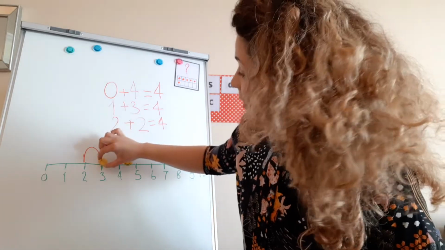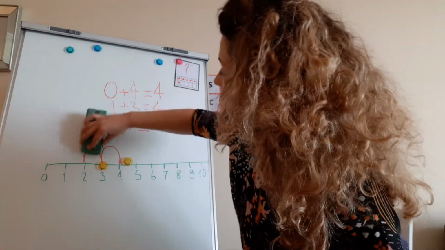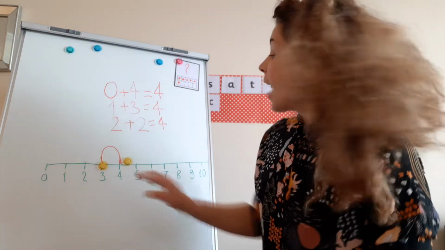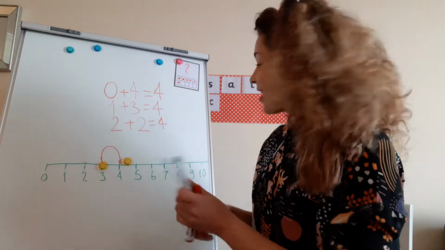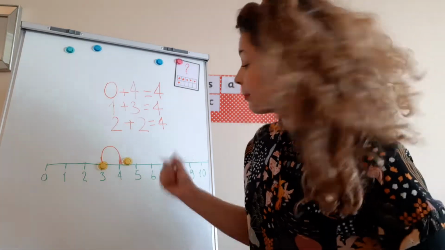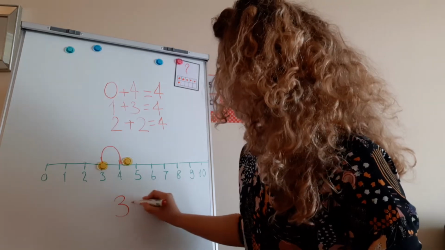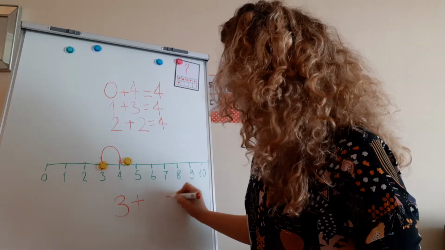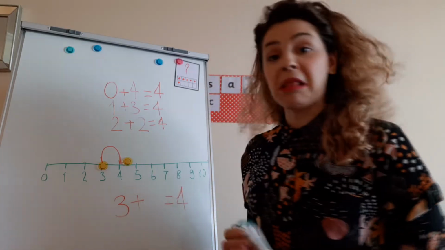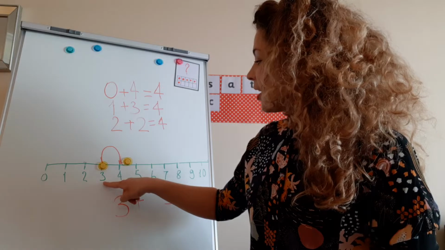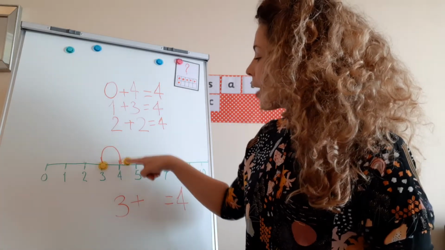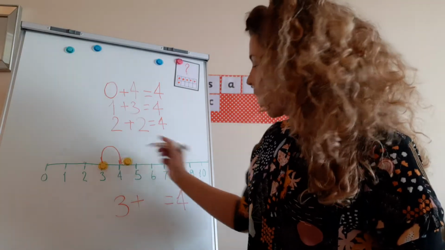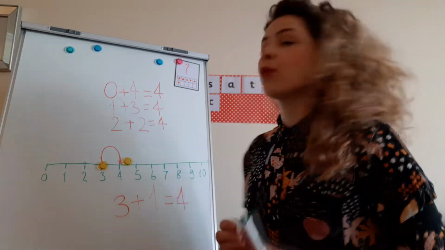Moving the first magnet to number 3. So right now, I'm at number 3 and I want to get to number 4, okay? So I'm going to write it here under 3 plus how many more hops, how many hops do I need to add to get to number 4? Let's see. I'm at 3 and I just need to add one more hop and I arrived at number 4. So 3 plus 1 hop, 3 plus 1 equals 4.